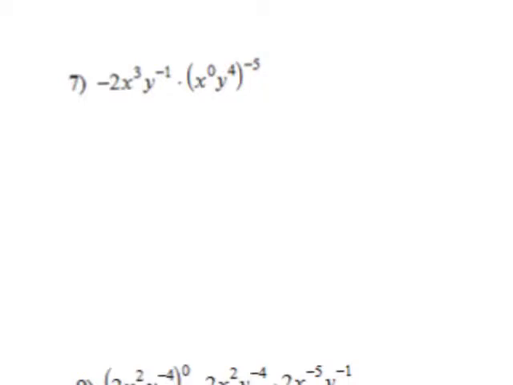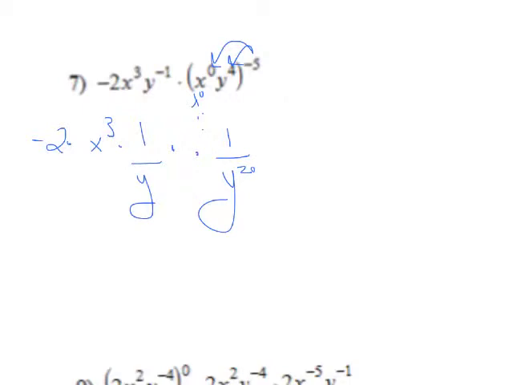So for number 7, I've got negative 2 times x cubed times 1 over y times x to the 0 to the negative 5th, that is going to be still x to the 0, which is 1. So I don't need to write anything there. Then y to the negative 20th, or 1 over y to the 20th. So put that over 1 and that over 1. That means that I have negative 2x cubed over y to the 21st.